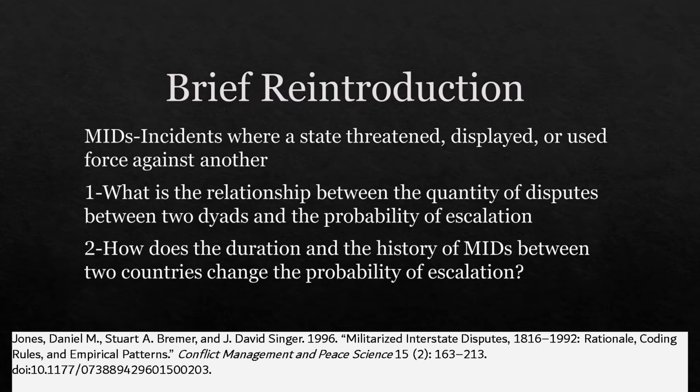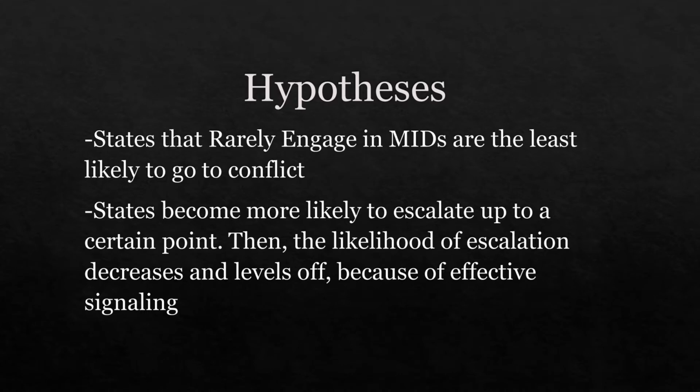And we want to answer two questions. One, what is the relationship between the quantity of disputes between two dyads and the probability of escalation? And two, how does the duration and the history of MIDS between two countries change the probability of escalation? So we forwarded two hypotheses. First, states that rarely engage in MIDS are the least likely to go to conflict, most likely because they're less likely to have conflicting interests or territorial claims that compete with one another. And second, states become more likely to escalate up to a certain point, but then the likelihood of escalation decreases and levels off because of effective signaling.